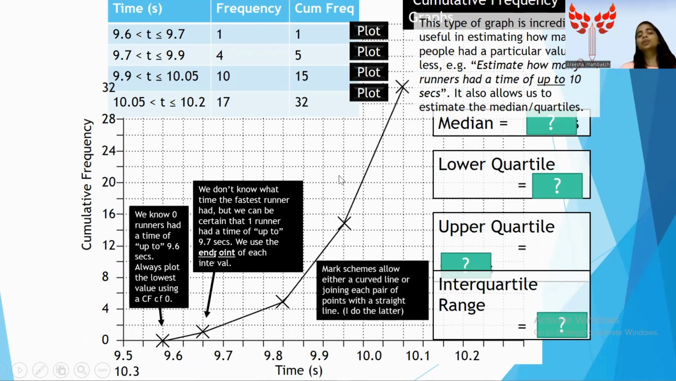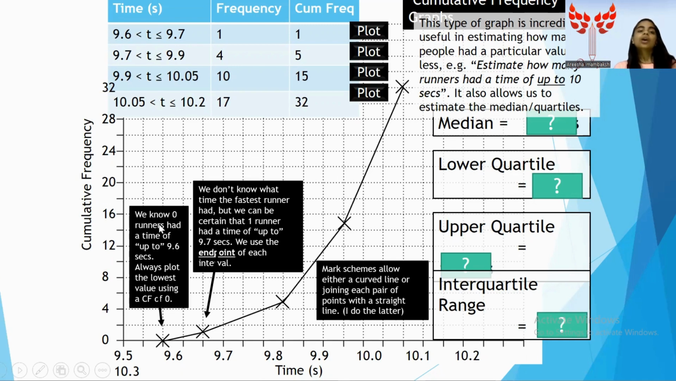This is how you get your cumulative frequency. Now here, why are you plotting here? It's actually being plotted here. You know that 0 runners, this is for 9.6, right? And this is 9.7. The scale is a little out. This is 9.8, this is 9.9, this is 10. I hope you understand, right? 10.05. See, that is why the point is over here.